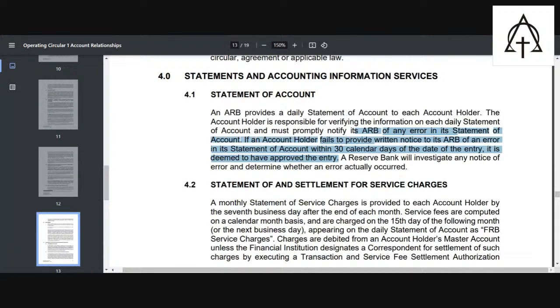A reserve bank will investigate any notice of error and determine whether an error actually occurred. Remember what I said last night, 12 U.S.C. 611 through 614. That's your qualifying structure for it to be applicable: applicable law, regulation, agreement, or otherwise. It's got to be applicable. It's got to have certain prerequisites fulfilled.